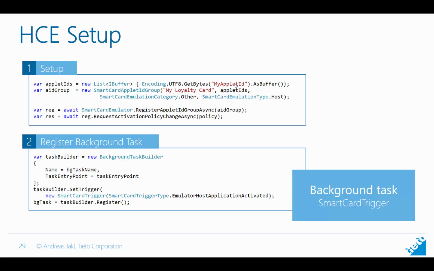So you should register a background task as well. And for the background task, you say I want to have a trigger, which is a smart card trigger. So every time the emulator host application is activated, every time you tap the loyalty terminal in your shop, I want to execute my background task. And you can do the transaction, and of course you can still launch your app from the background task.